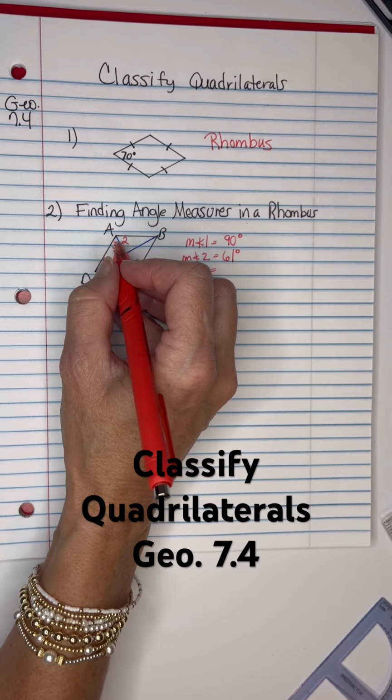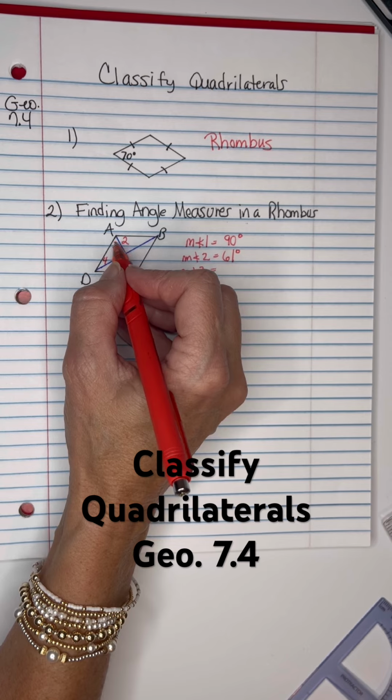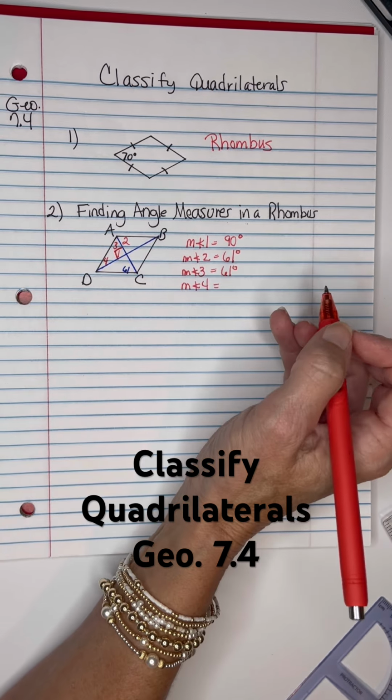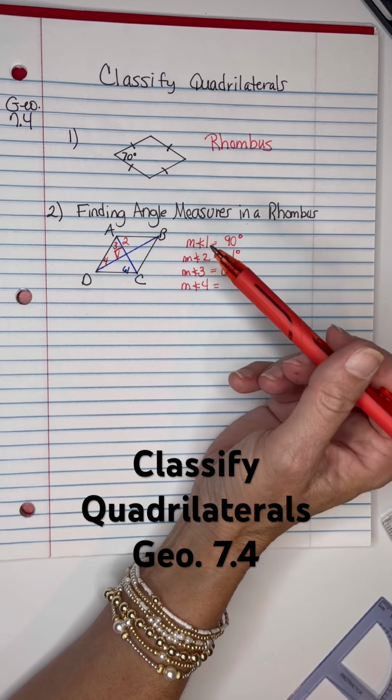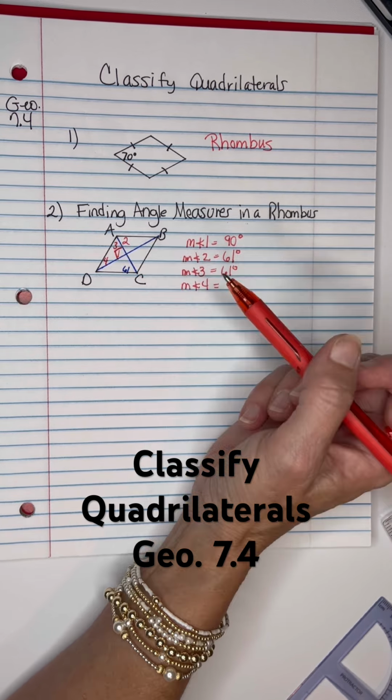Then angle 3 is going to be bisected. 2 and 3 will be bisected, so it's 61 degrees because of that rule that said the diagonal of a rhombus bisects opposite angles. So if this is 61, then this is 61.